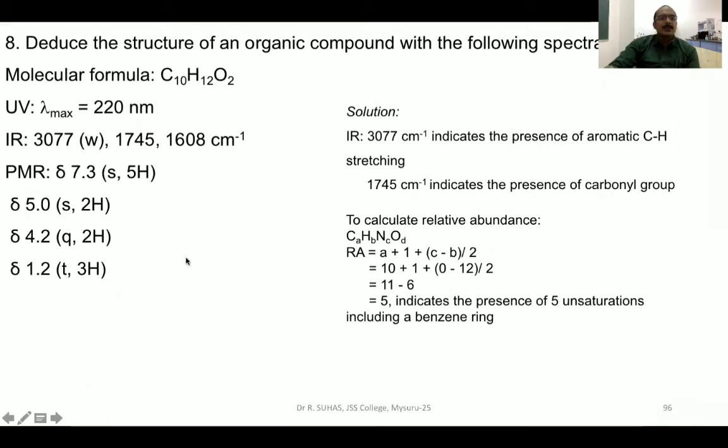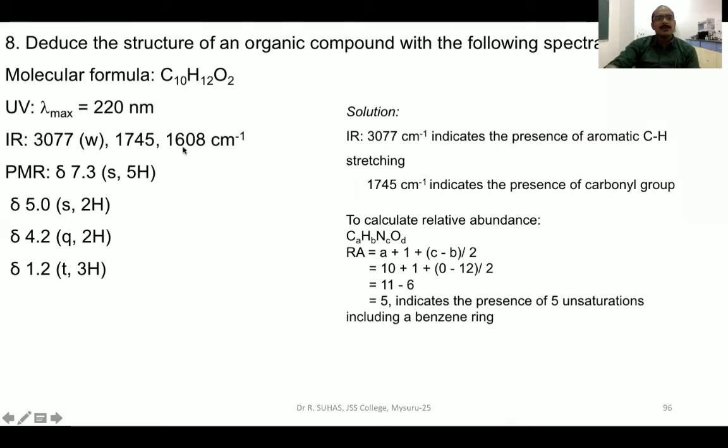Eighth problem: deduce the structure of an organic compound with the following spectral data. Molecular formula C10H12O2, UV 220; we will see whether there is any aromatic or not. IR, there are 3 values: 3077, 1745, 1608. For the first instance, we know that there is a carbonyl group. 7.3 singlet 5H indicates the presence of a monosubstituted benzene ring. 5 singlet 2H, 4.2 quartet 2H, 1.2 triplet 3H: quartet and triplet indicate the presence of an ethyl group.